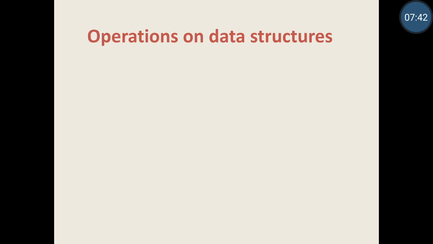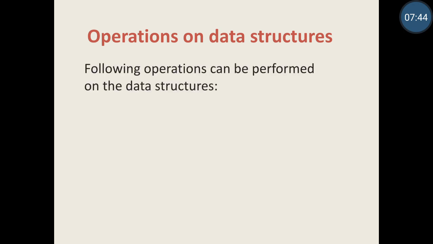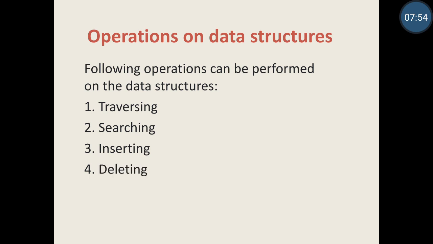Now next is operations on data structure. We can perform different operations on data structures. These operations are used to manipulate data items that are stored in a data structure. The first operation is traversing. Traversing means to visit each data item in a data structure at least once in order to perform some operation like searching or sorting.